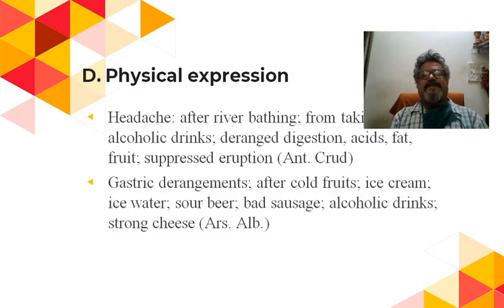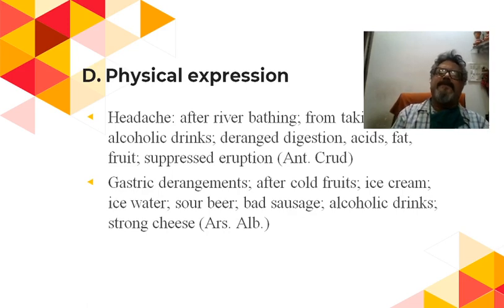Now physical expressions. Headache after river bathing, from taking cold alcoholic drinks. Denasalization, acids, bad food, suppressed eruption. Now gastric derangement after cold fruits, ice cream, ice water, sour beer, bad sausage, alcoholic drinks, strong cheese. So for the first symptom, the bracket drug is antimonium crudum. For the second symptom, the bracket drug is arsenic.